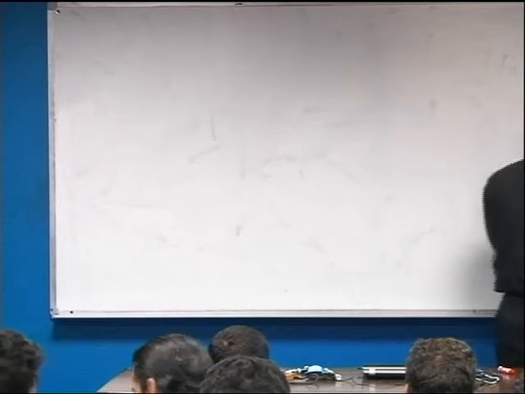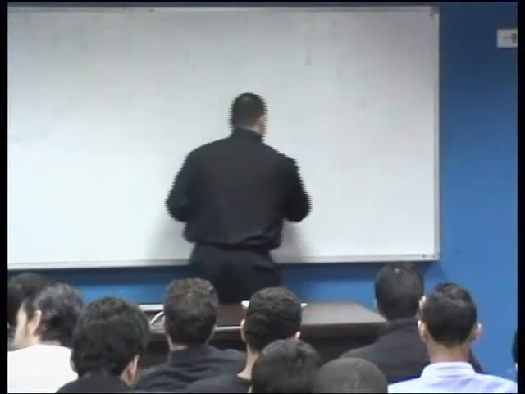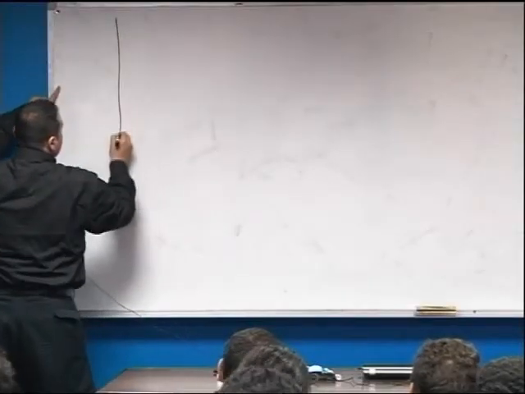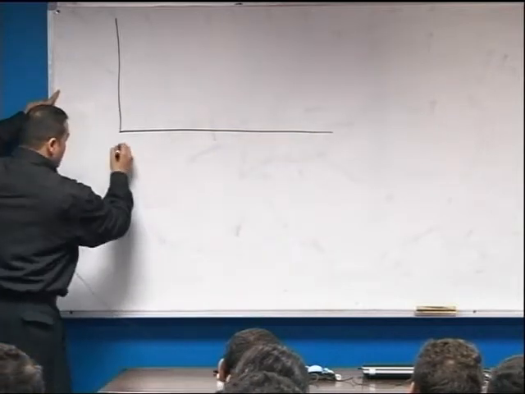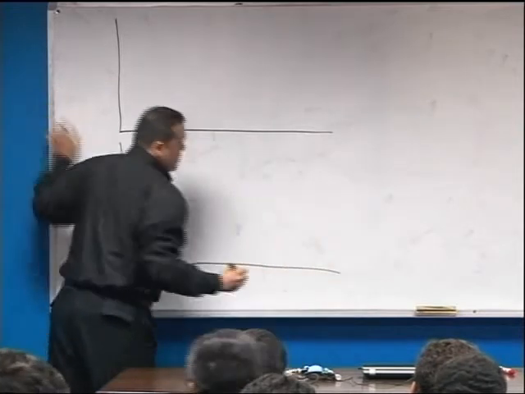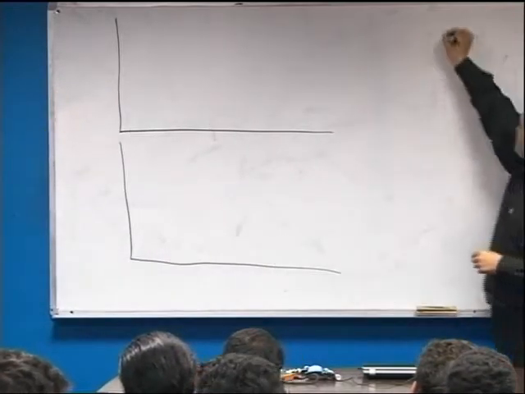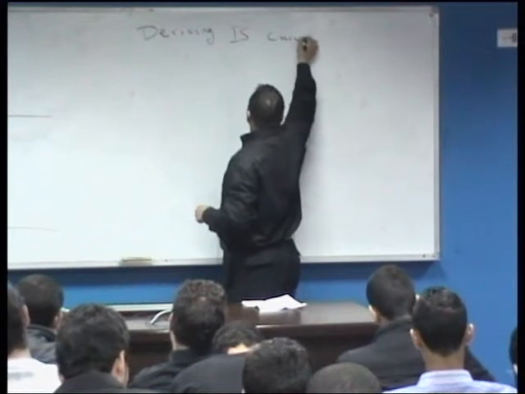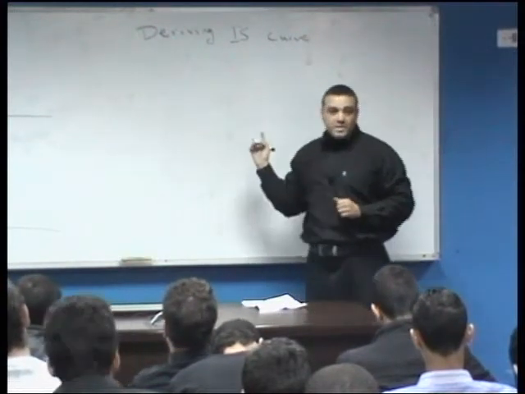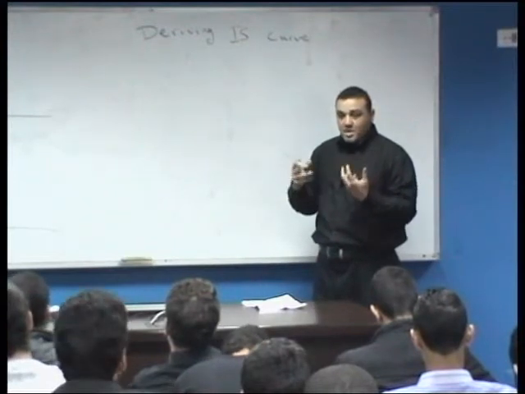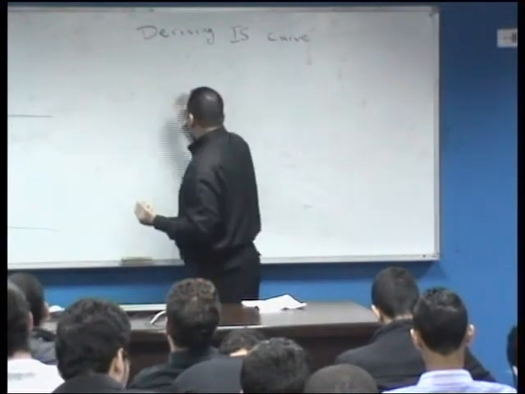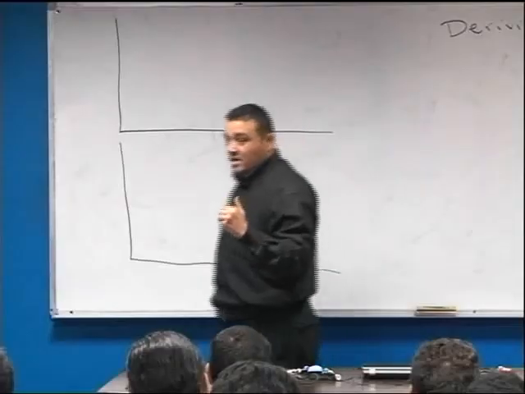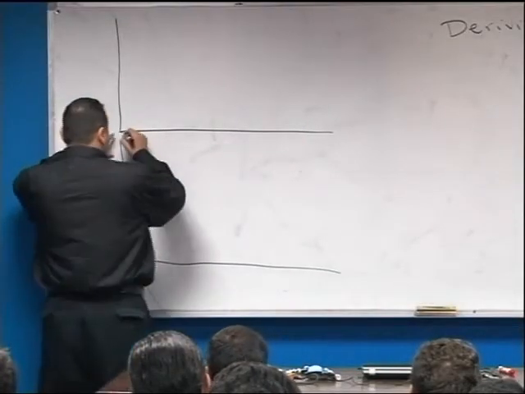Let's begin with deriving the IS curve. As we mentioned, IS is the abbreviation of the equilibrium in the goods market, when investment equals saving. IS is a set of equilibrium points in the goods and services market. Now where does equilibrium happen in the goods and services market? This is why.